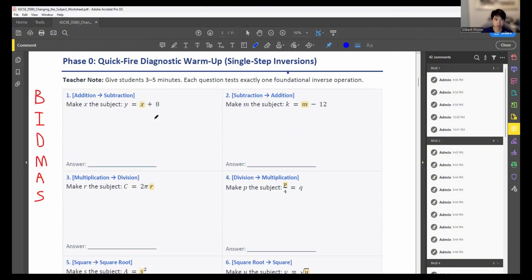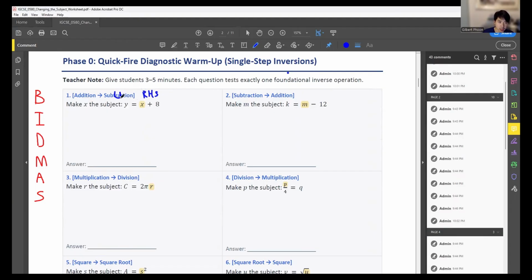So going through our phase 0 exercises, over here you will see that I've actually highlighted all the questions that I want to make the subject. In the first one here, make x the subject. This is x plus 8. So I just have to throw the 8 from the right-hand side of the equation to the left-hand side. And therefore, I would have gotten y minus 8 equals x. This is x as the subject, basically isolating x to be all alone.